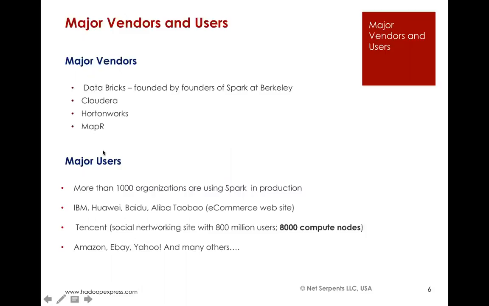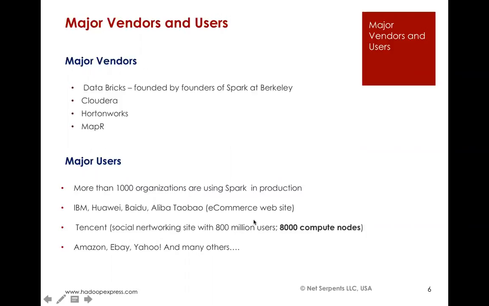Major users: there are more than 1,000 organizations that have already moved Spark to production. Some of the big players are IBM, Huawei, Baidu, Alibaba, Tower. All these are commerce or e-com websites. There's one company called Tencent. It's a social networking site, and it's got 800 million users.